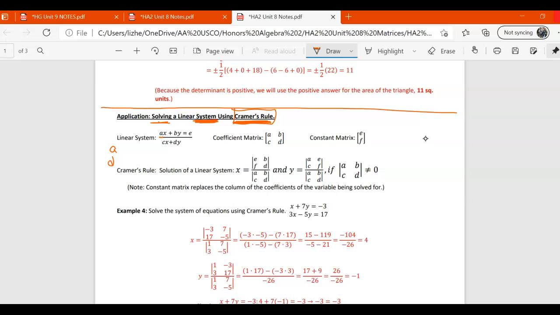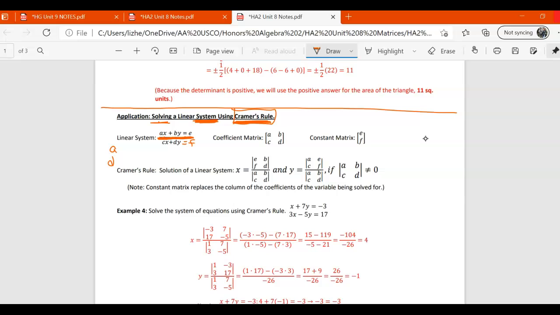I'm not sure why that bar is there, so you can get rid of that bar. Although I'm just making it orange, but I wish I could delete it, and we're going to make this equal to f. So we have these 2 equations, ax plus by equals e, and cx plus dy equals f.